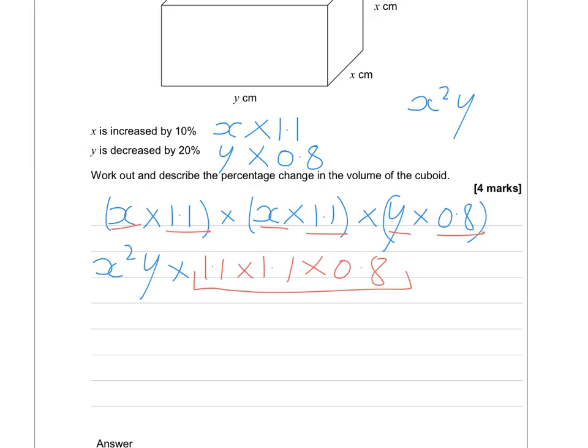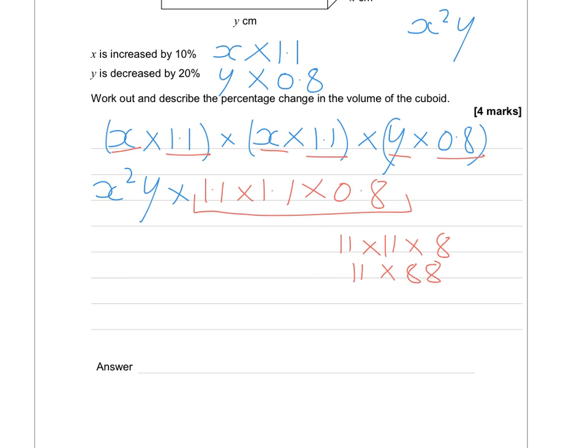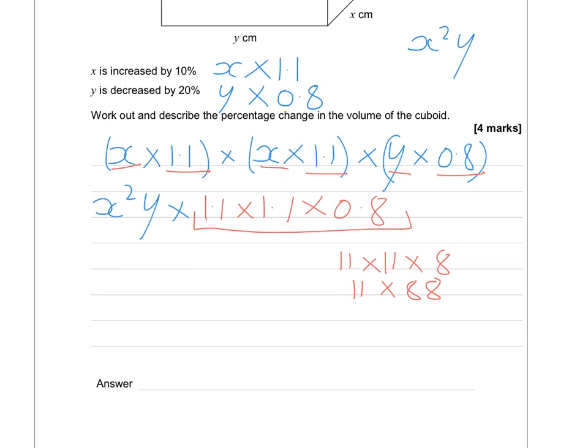Now, one possible way of doing this is to work out 11 multiplied by 11 multiplied by 8, or 11 multiplied by 88. We can do this using a quick multiplication technique. And this comes to 968.